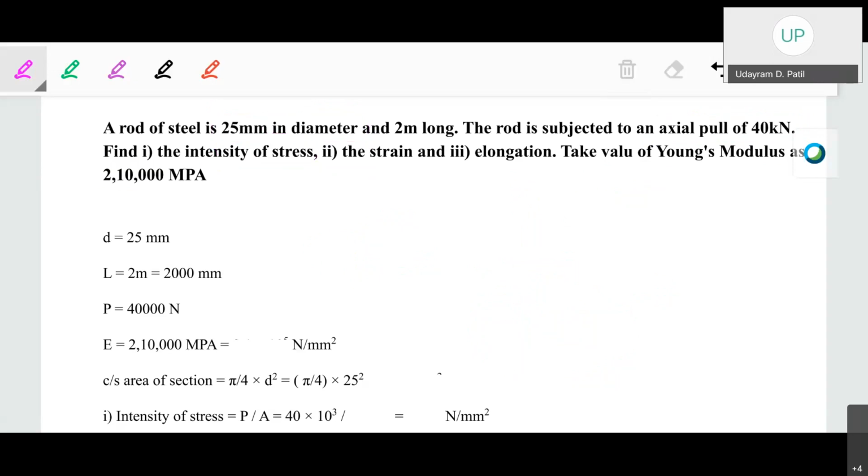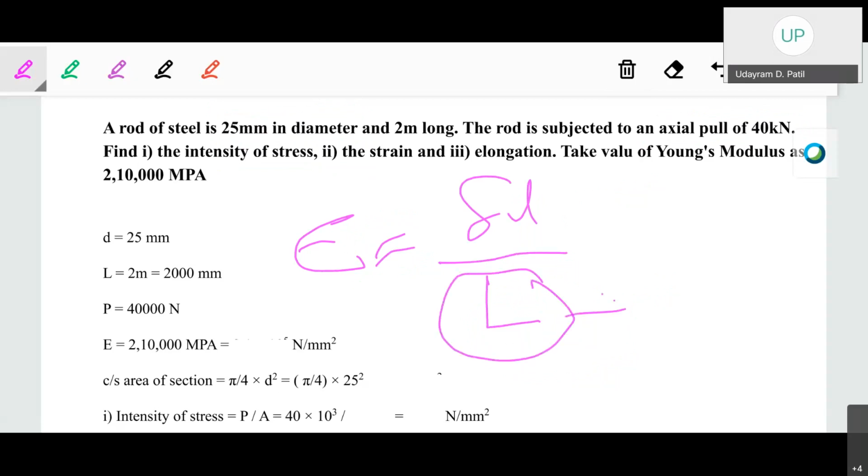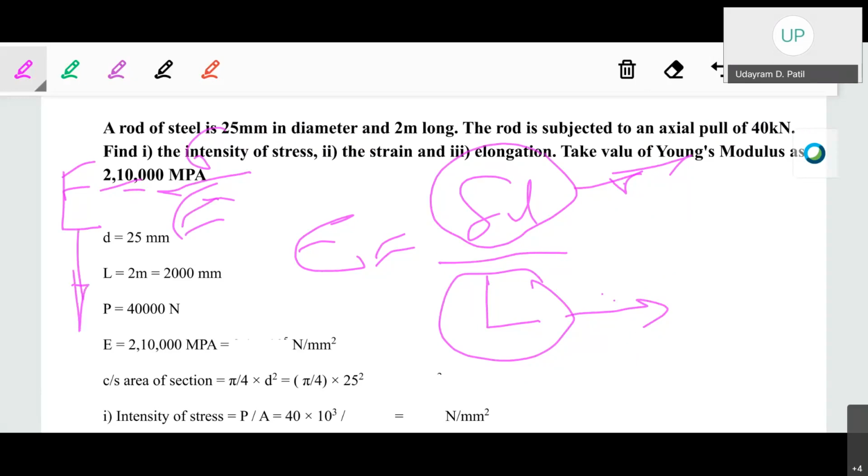Second, to calculate the strain, we have to find delta L, that is the change in length, divided by the original length. Now here we have the original length, but we do not have the change in length, the elongation of the particular bar. So what do we do? We have another formula where E, that is modulus of elasticity, equals sigma divided by epsilon, or stress divided by strain. We have the value of E, and from the previous step we calculate the value of sigma, that is stress, so we can easily calculate the value of the strain.